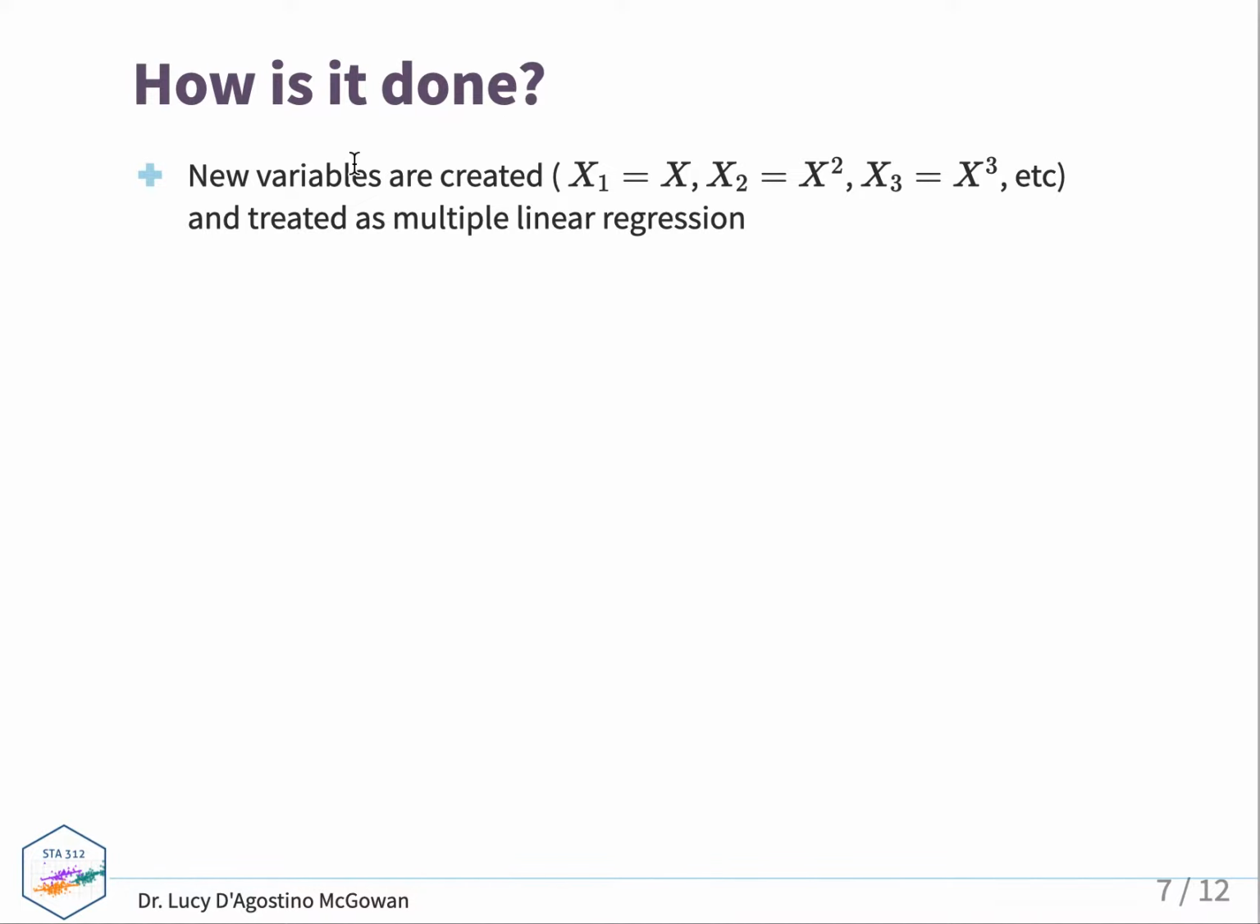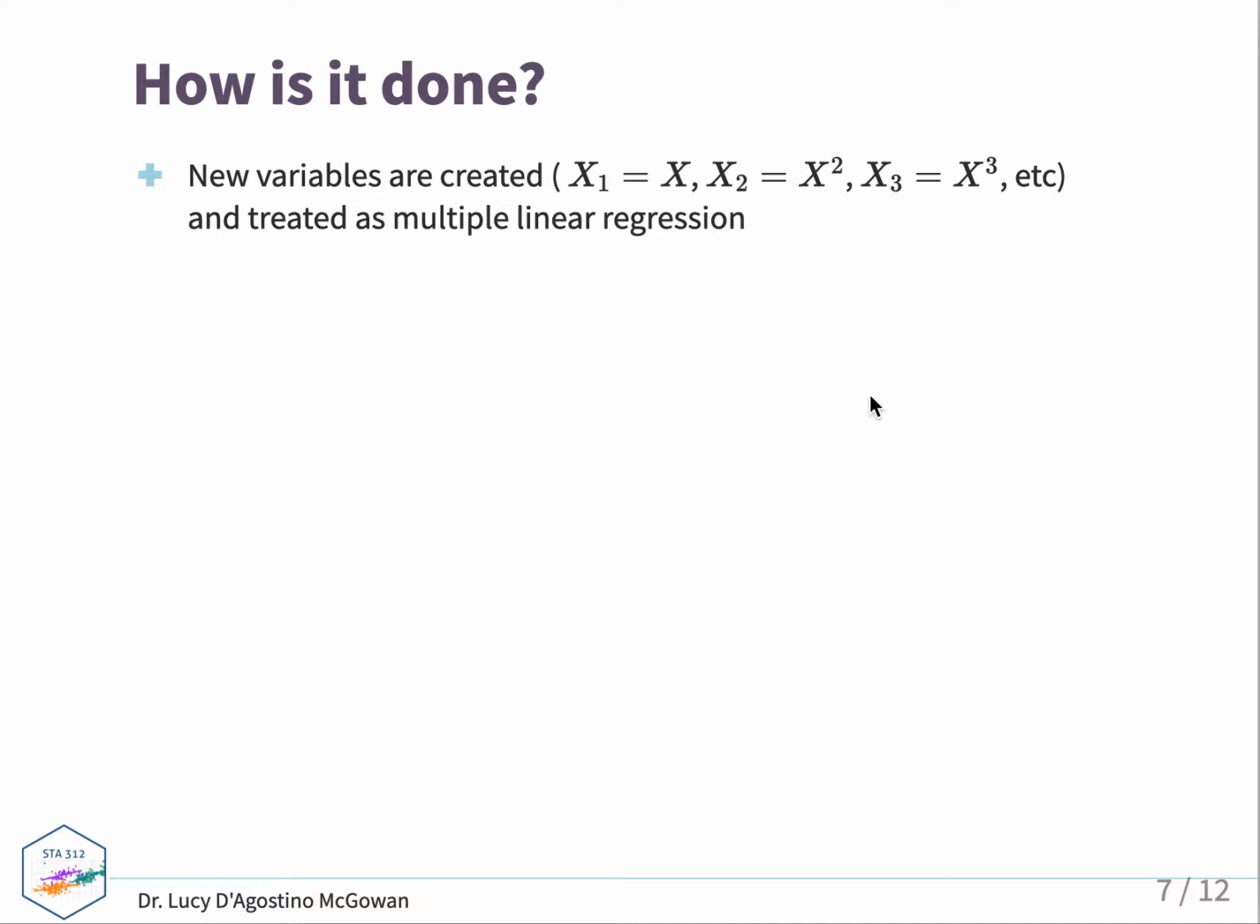New variables are created. You leave x as your x1 variable. But then you create an x2, another variable that's equal to x squared, and a third variable equal to x cubed, and so on for however many degrees of polynomials you're fitting. In your design matrix, now instead of having just a column of 1s and x, you're going to have a column of 1s, then a column of x's, then a column for x squared, then a column for x cubed, and so on for each of the degrees of the polynomial that you've decided to fit.